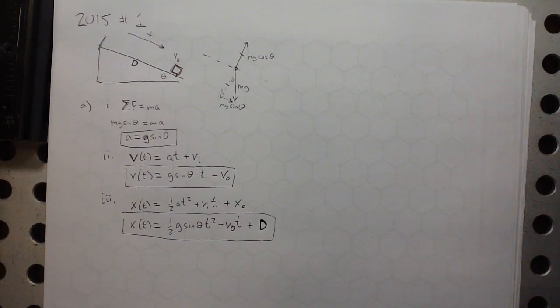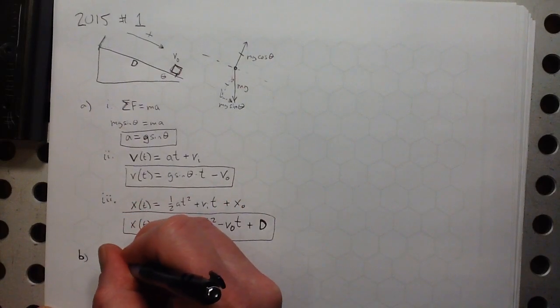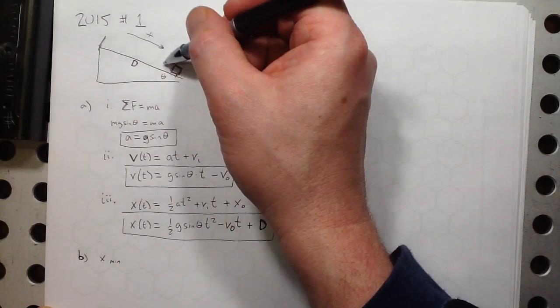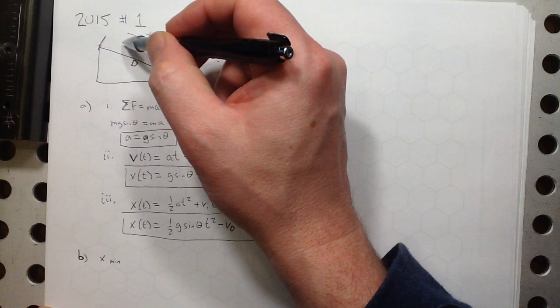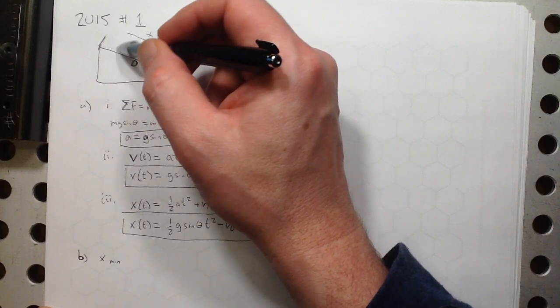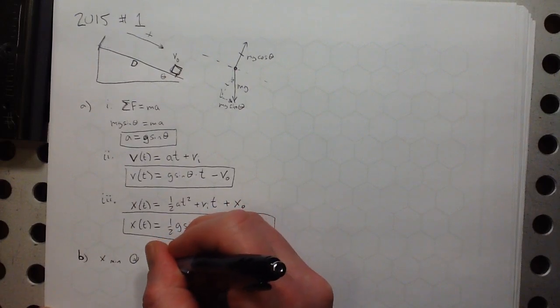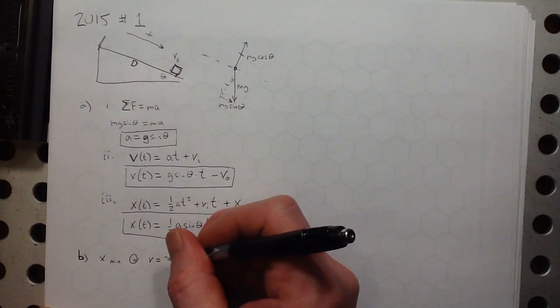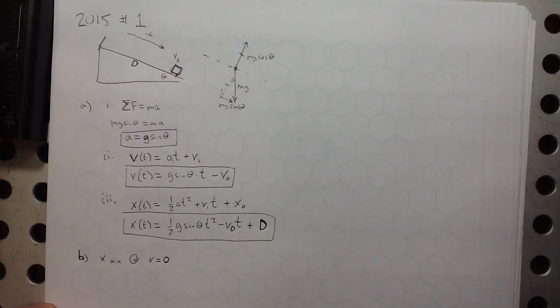Part B, derive an expression for the position x min of the block. Well, the minimum position, like the smallest position it will have, since this is the positive direction, is when it's up here at the top of the ramp. So that's when the velocity is equal to 0, right? That happens at the turnaround point.